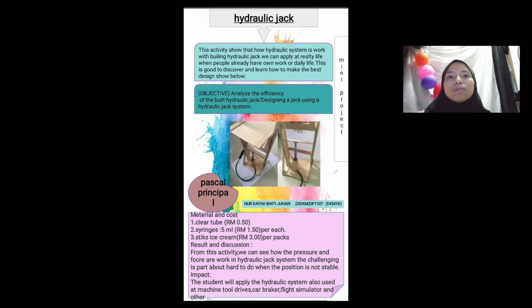Result and discussion. From these activities, we can see how the pressure and force work in a hydraulic jack system. The challenge is that it is hard to do when the position is not stable. And lastly is about impact. The student will apply the hydraulic system, also used in machines to drive cars, breakers, flight simulators and others.